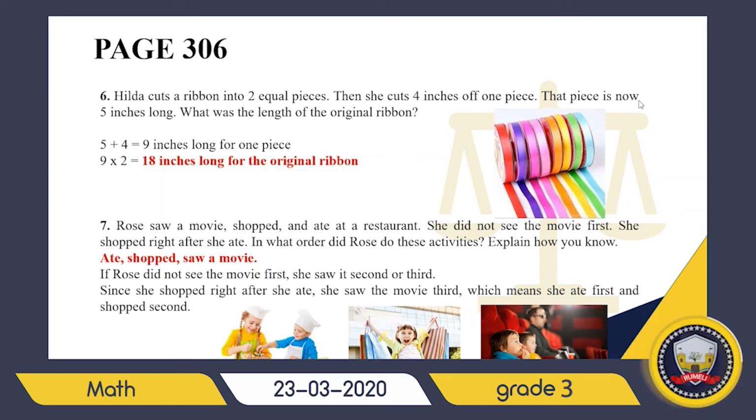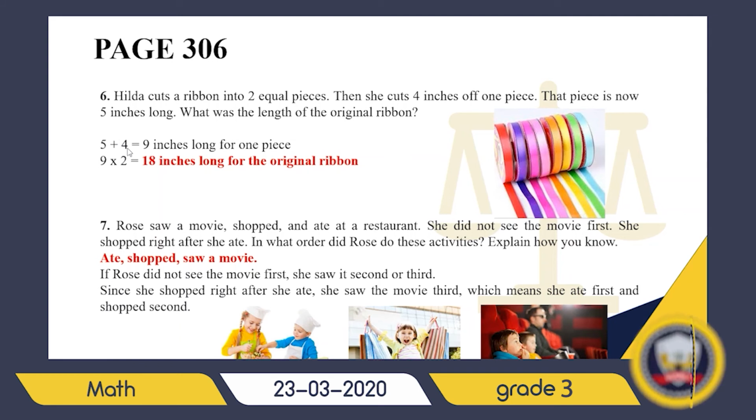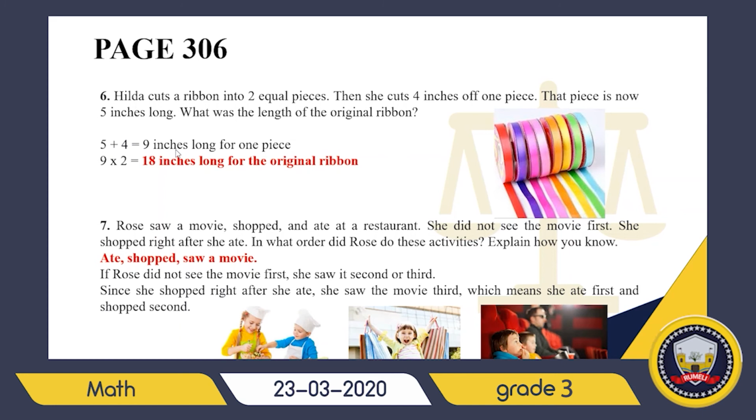Right now its length is 5 inches. After what? After she cut 4 inches off one piece. So if it is 5 inches after the cut, before the cut it should be longer, right? So in this situation I need to do addition. 5 plus 4, because 4 inches were cut, and I need to find how many inches before it was cut. So 9 inches long for one piece.